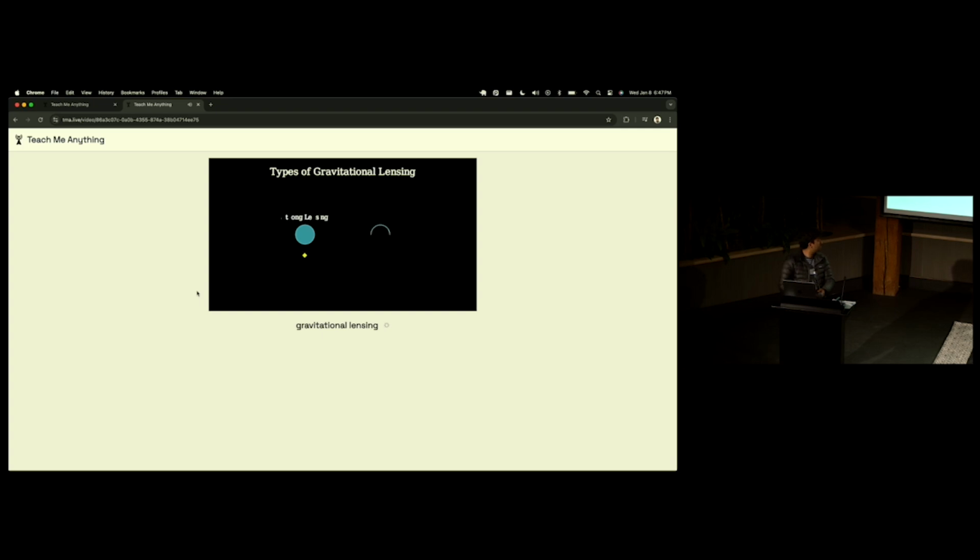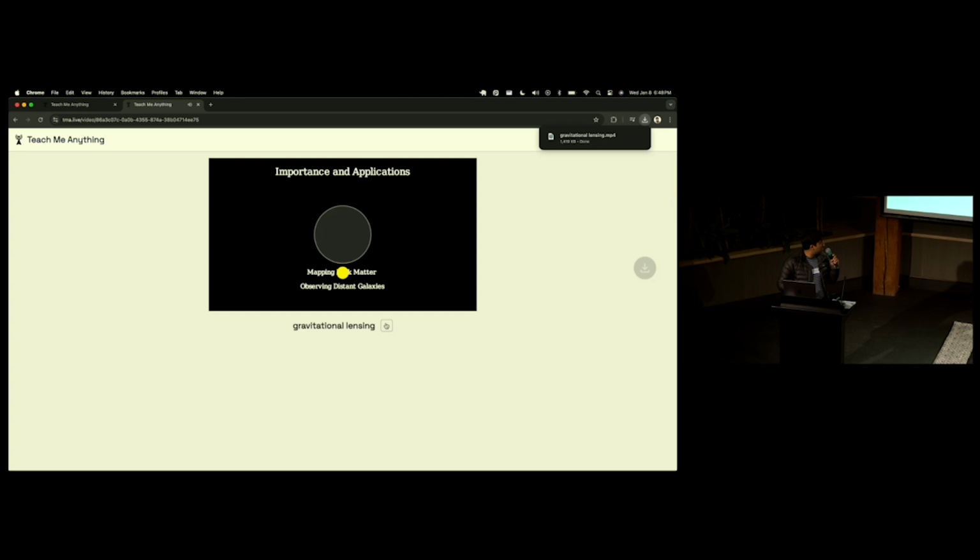There are two main types of gravitational lensing, strong and weak. Strong lensing produces highly distorted images, sometimes even multiple images of the same source. Weak lensing causes subtle distortions, which are used to map the distribution of dark matter. Gravitational lensing is a powerful tool in astronomy. It helps us map dark matter, study distant galaxies, and measure the expansion of the universe.